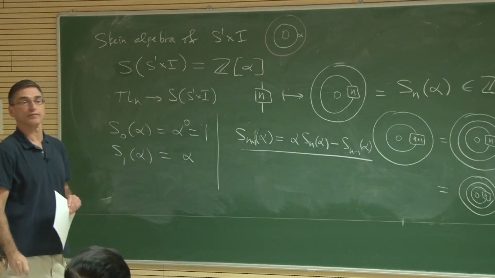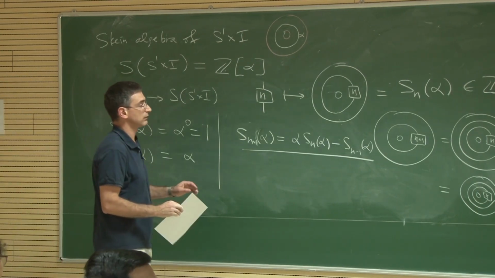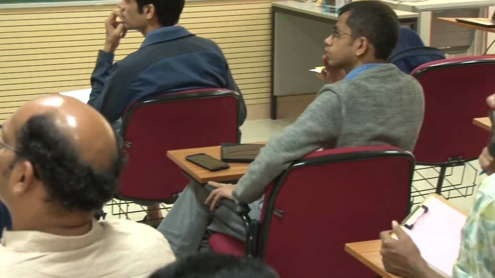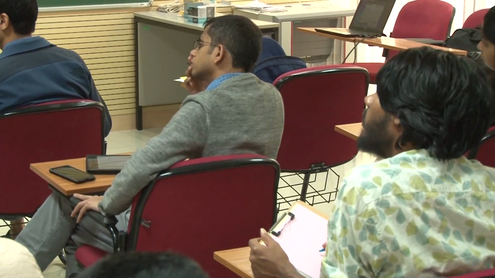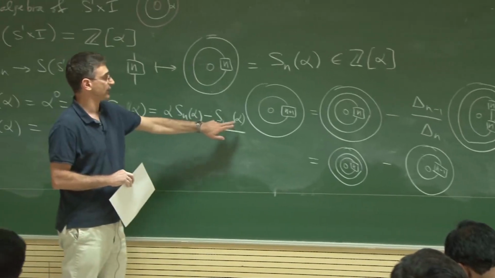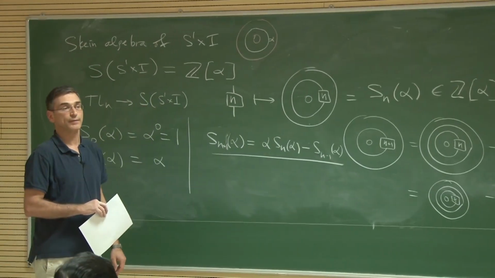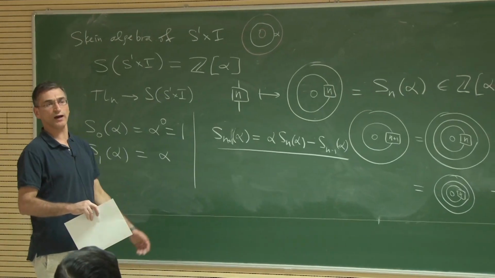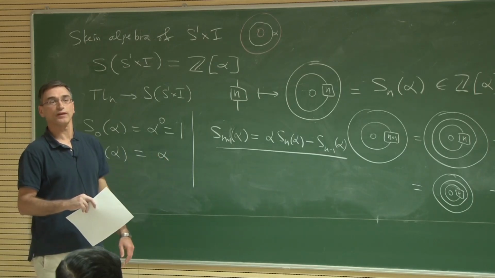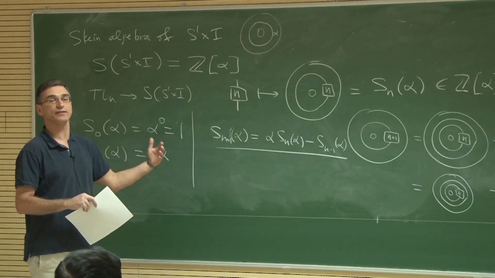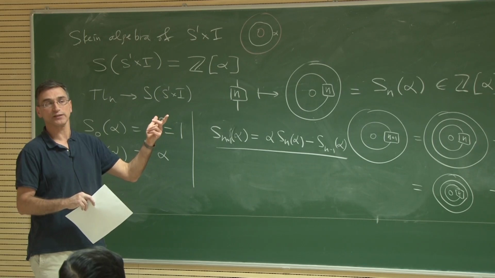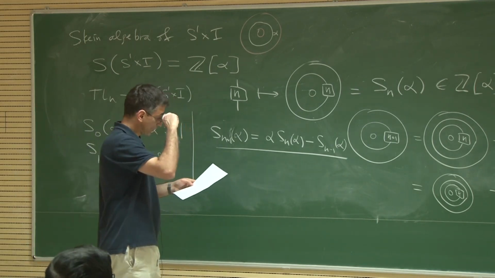Does that make sense? Because there's one more strand, there's one more alpha. So you get this identity: Sn plus 1 of alpha equals alpha Sn alpha minus Sn minus 1 alpha. And of course, everybody looks at this and says, ah, it's a Chebyshev polynomial. I'm kidding. You're supposed to do that. This is the recursion relation for the second Chebyshev polynomial, the type 2 Chebyshev polynomial with a change of variables, obviously. So this is a Chebyshev polynomial.